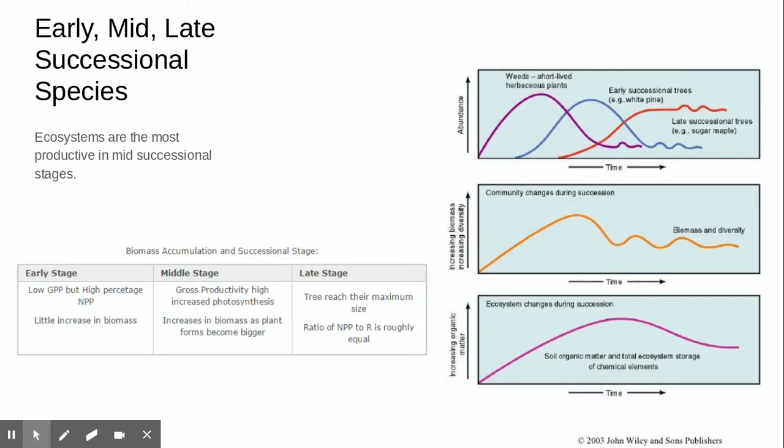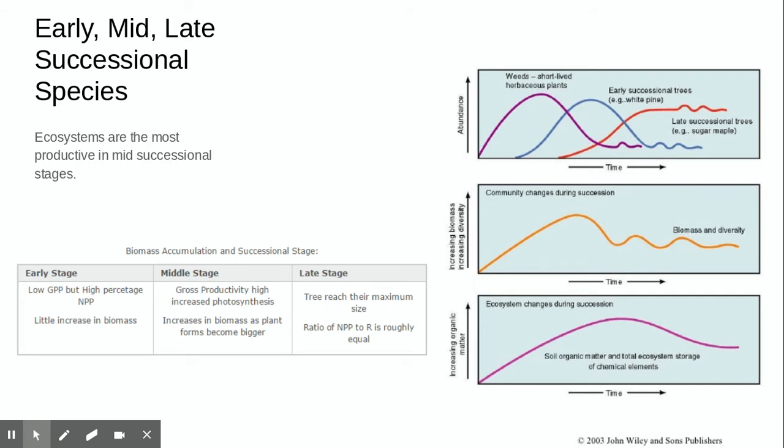All right, here's a great image. In this image, this is over time. So here you're going to have weeds. Weeds are going to be the first ones to start succession. However, as time progresses, the weeds are going to start to die out. You're going to have early successional trees, the smaller trees, and they're going to dominate during mid-succession. But then during late succession, you're going to have those late successional trees, which are the sugar maples.